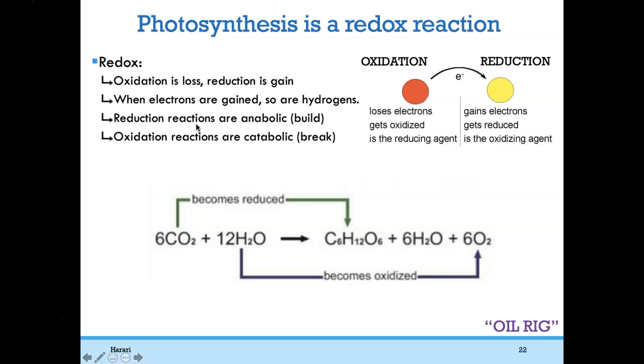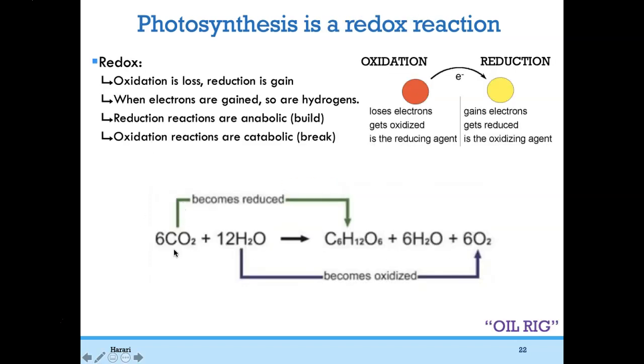And in general, reduction reactions are anabolic. When you're adding electrons to something, you're building. You're adding hydrogens and electrons, building something up. That usually requires energy, so that would be endergonic. Oxidation reactions are catabolic. That's when you lose electrons, you lose hydrogens.